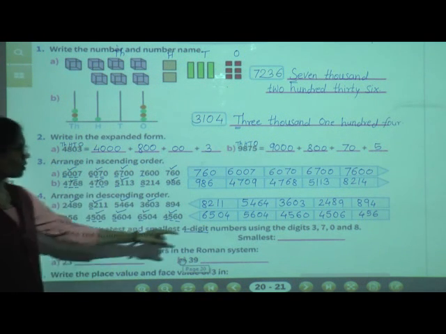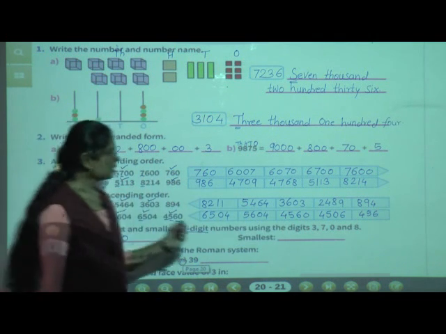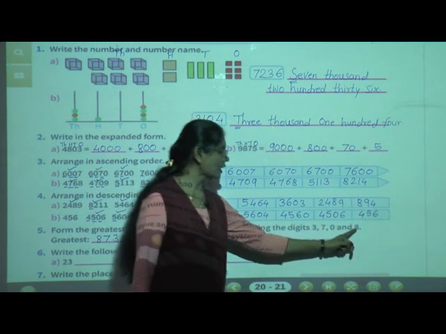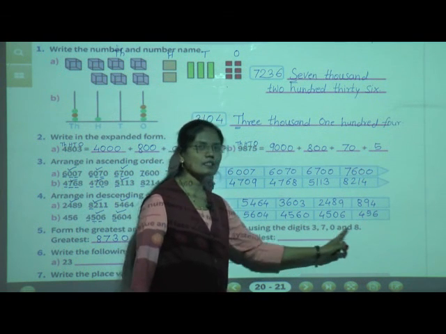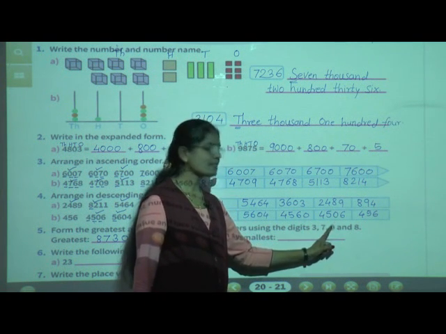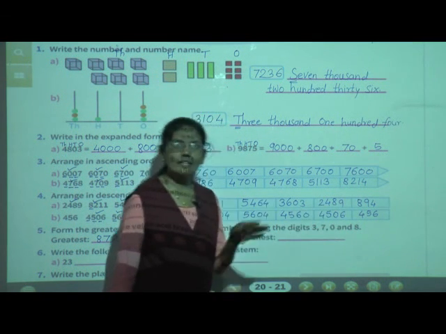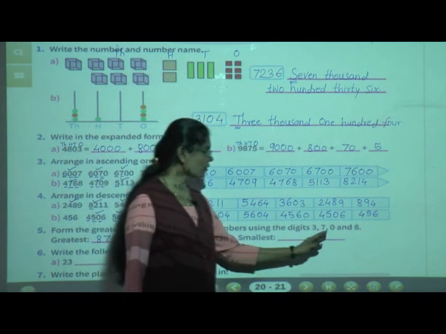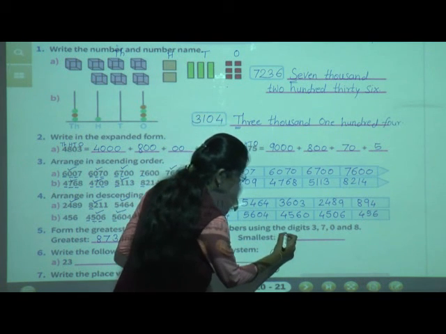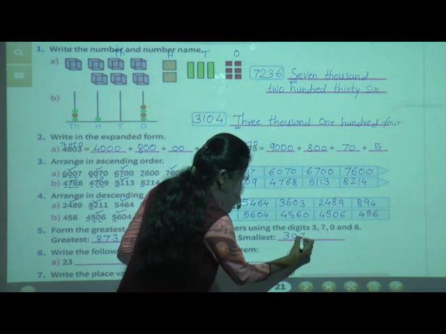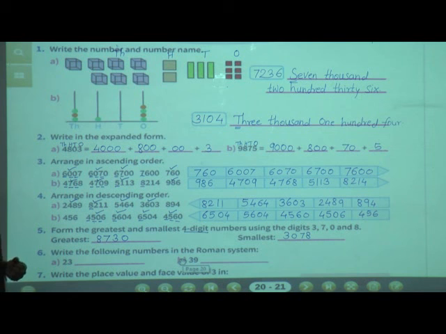Now we have to form the smallest 4 digit number by using the same digits. Okay, now here see 3708. We can't take 0 at first. 0 is the smallest digit in these numbers, but we can't take 0 first. Why? Because if we take 0 first, then the number will become a 3 digit number, which we don't want. So what we will do? We will not take 0 first, we will take 3, then 0, 7 and 8. So this is the smallest 4 digit number.